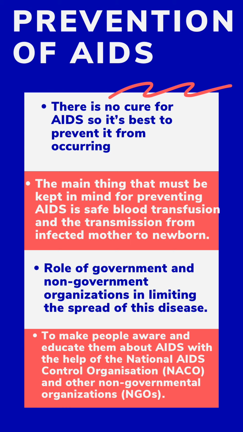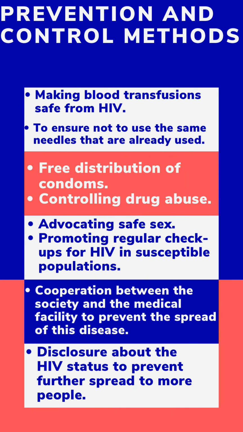So what are the preventions of AIDS? Because we cannot cure it, prevention is best. There is no cure for it, so it is best to prevent it from occurring. The main thing we must keep in mind for preventing AIDS is safe blood transfusion and preventing transmission from the infected mother to the newborn. The role of government and non-government organizations is limited, but it is spreading nowadays. To make people aware and educate them about AIDS, we have the National AIDS Control Organization, also known as NACO, and other NGOs, non-governmental organizations, which provide study material and banners, and educate and make people aware about AIDS.